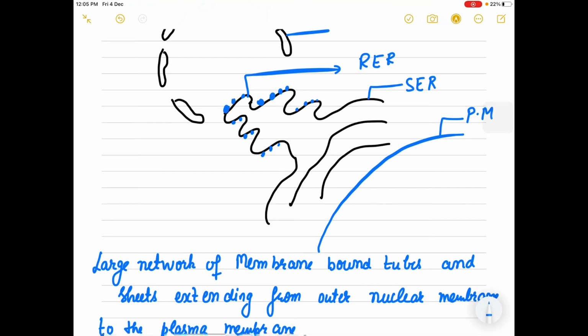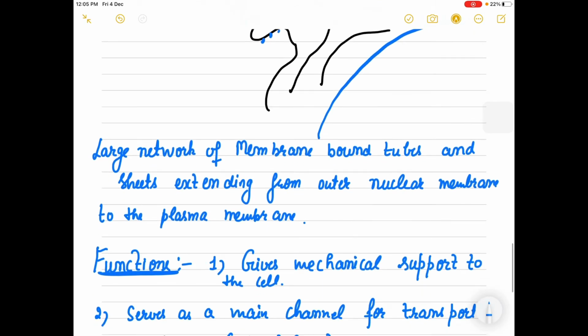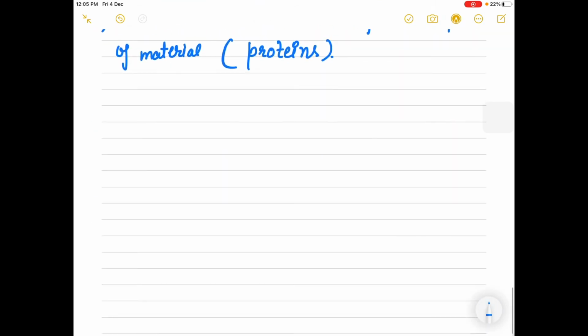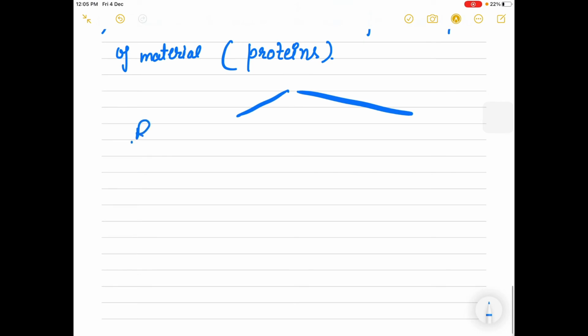जहाँ जहाँ भी जिस ऑर्गेनेल में राइबोसोम्स होंगे, वो प्रोटीन सिंथेसिस में रोल प्ले करते हैं, right? It has two parts. It is of two types. कौन सी? RER and SER.